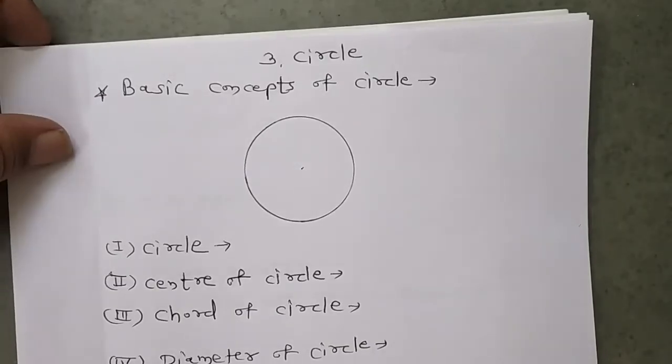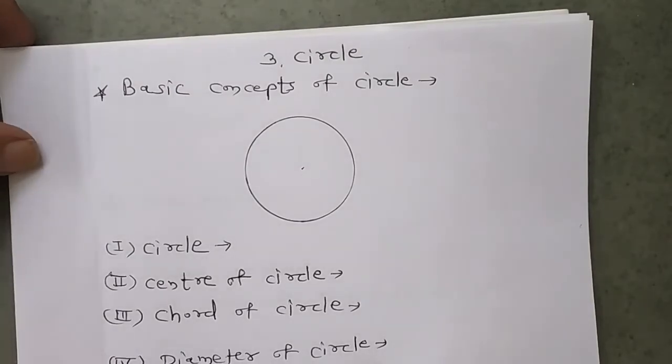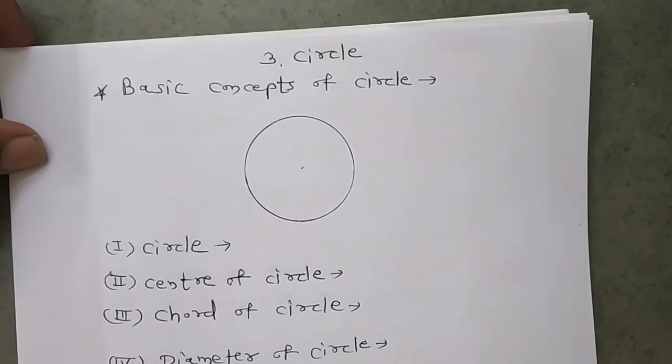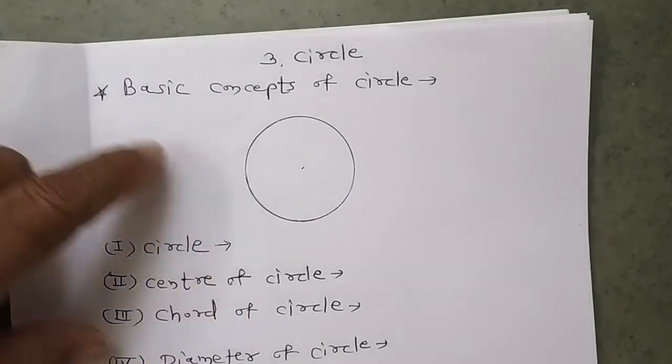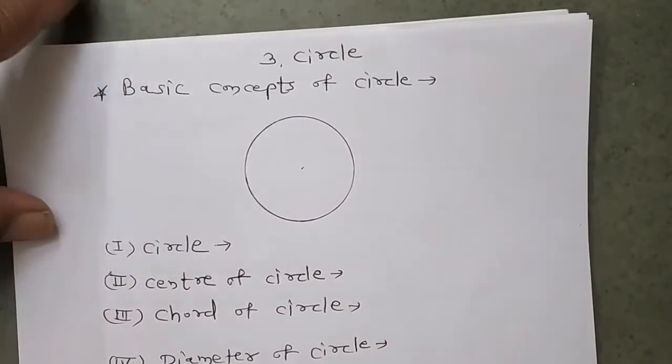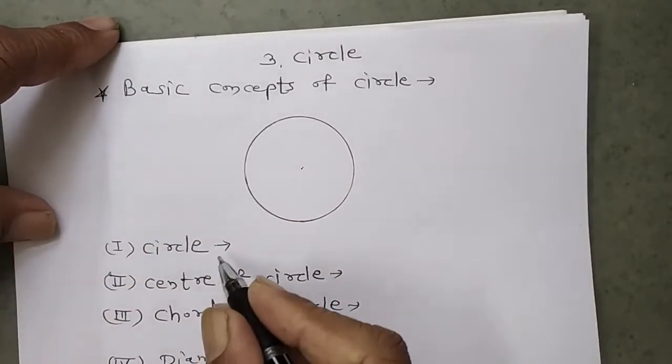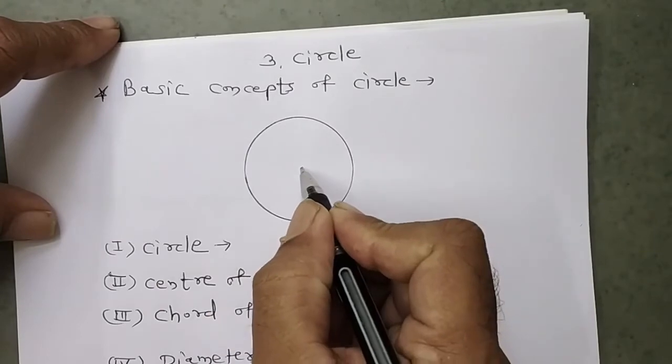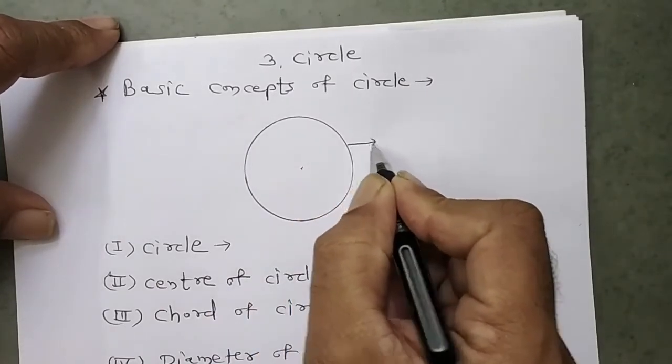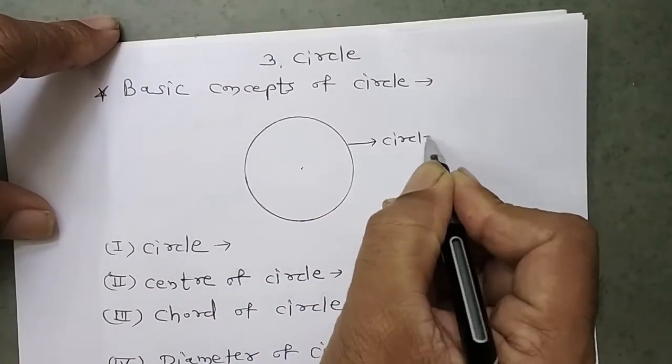Hello students, today we are going to learn the third chapter of Math 2, that is circle. First we see the basic concepts of circles. First, circle. This is a circle.